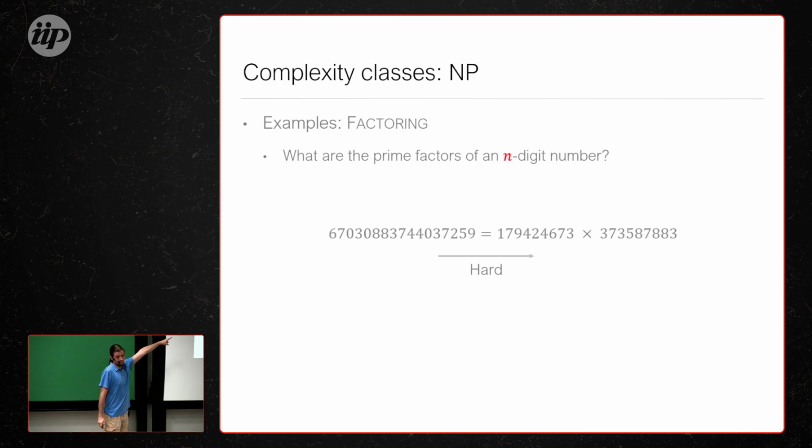Now, factoring is one of them, because this direction is expected to be really hard. The other direction is really easy. If I tell you that those two are the factors of this number, you can just multiply them together in your calculator, and that's a really easy thing to do. So those NP problems are the ones that have this expected asymmetry between checking the solution and finding the solution.